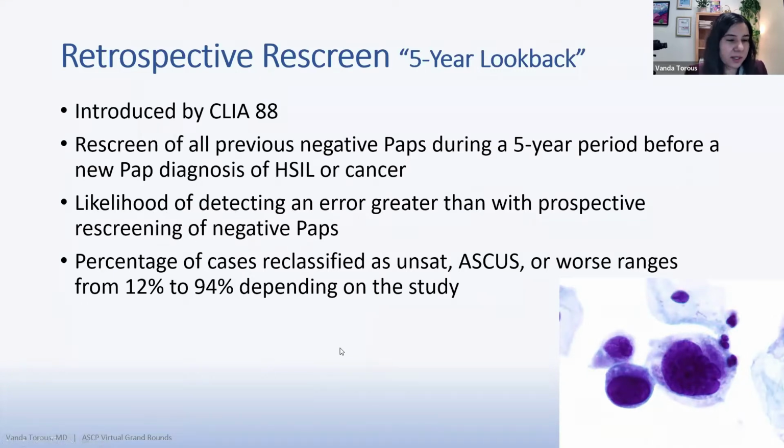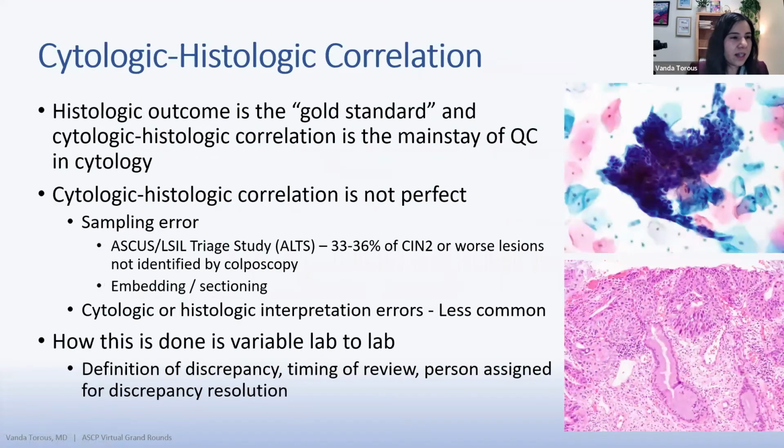Now, studies have shown that the percentage of cases classified as unsat, ASCUS, or worse ranges quite widely depending on the study. And that may be due to a number of different reasons. So it could be inflated due to retrospective bias. So you may see different numbers depending on the study. But this is a quality control method that we have.